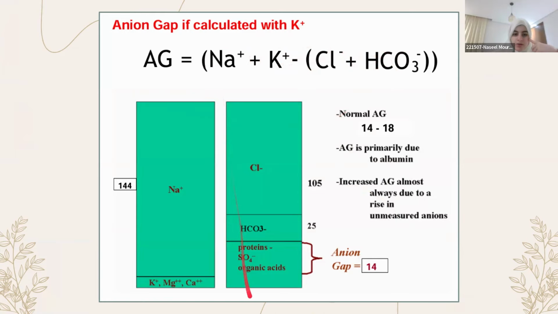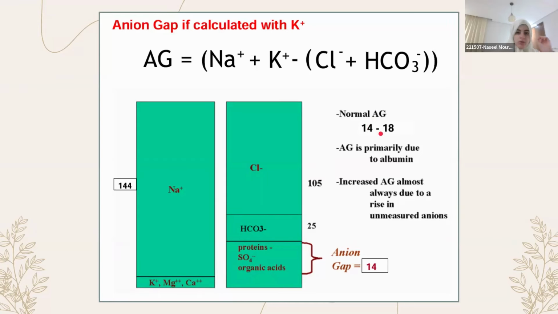And you can see here in this figure that you have sodium. Sodium makes up most of the cations, the positive ions, and it's about 144 normally. For the negative ions, chloride is making up most of it, and a big portion is also coming from bicarbonate. And then these are the ones that we cannot measure. The proteins like albumin, sulfate, organic acids, you cannot measure these in the lab regularly. And so this forms the anion gap. Now, normally, when you test with potassium, the anion gap is 14 to 18.